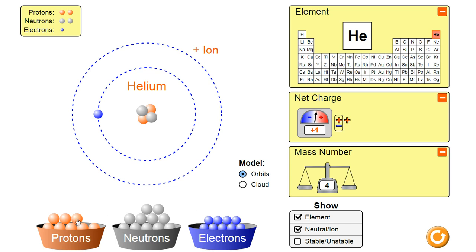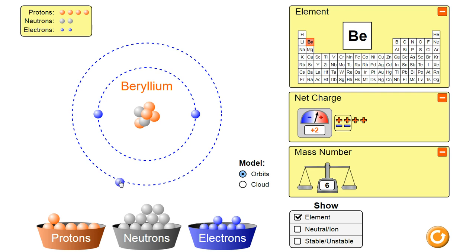Right? So let's add a few more protons to it. Okay, so now we have beryllium, which has 4 protons, and so we'll start off with it being neutral with 4 electrons. And then let me take a look at the periodic table real quick. Beryllium has an atomic mass of 9. So let's add 3 more neutrons just to be accurate. Alright, so here's our typical beryllium atom with a neutral charge, a neutral atom.